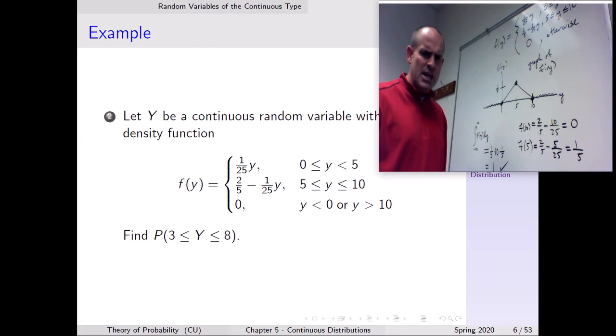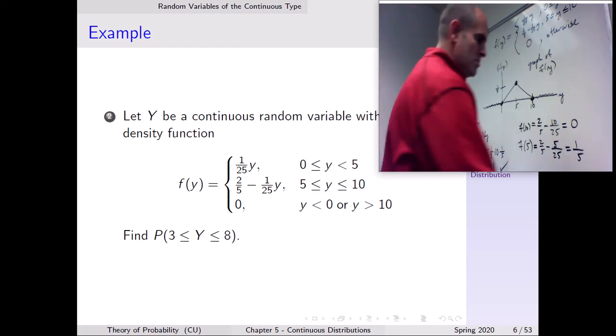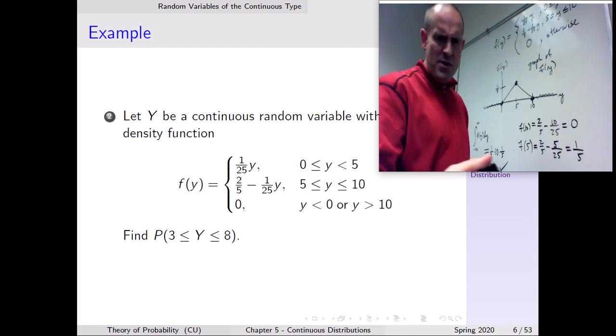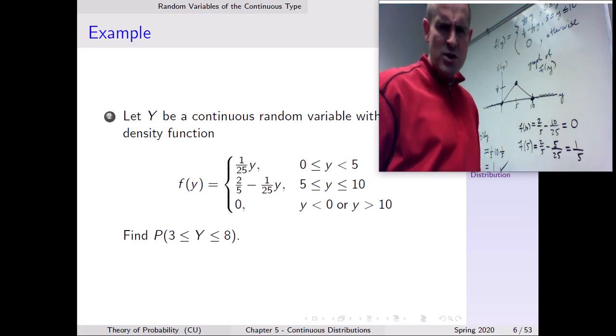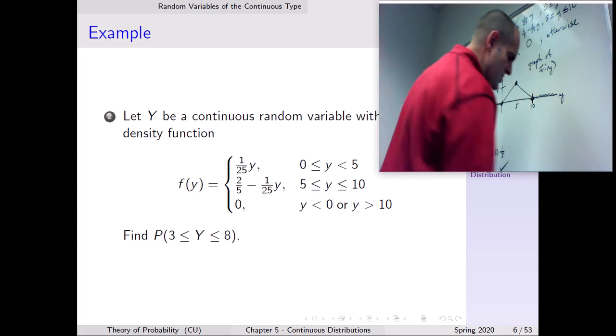So what about this other probability? The probability that's on the screen right here, the probability that 3 is less than or equal to y is less than or equal to 8. Let's look at that.